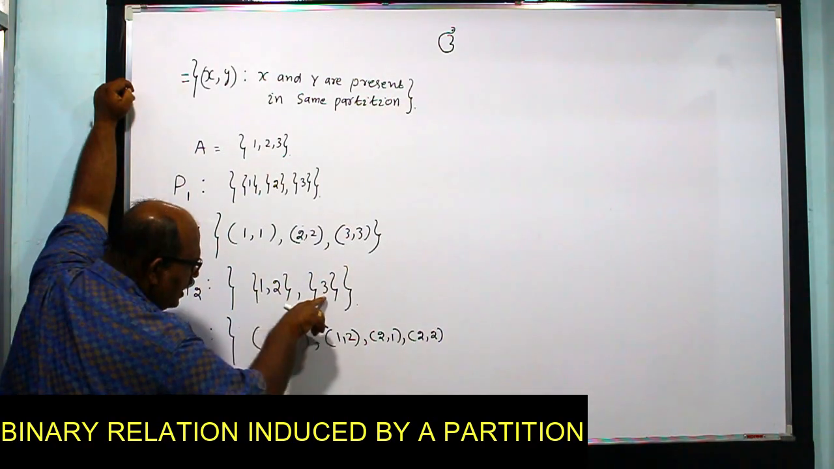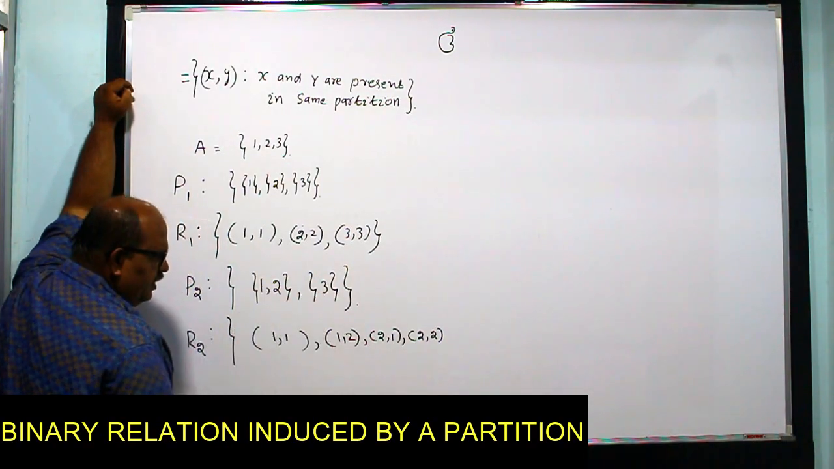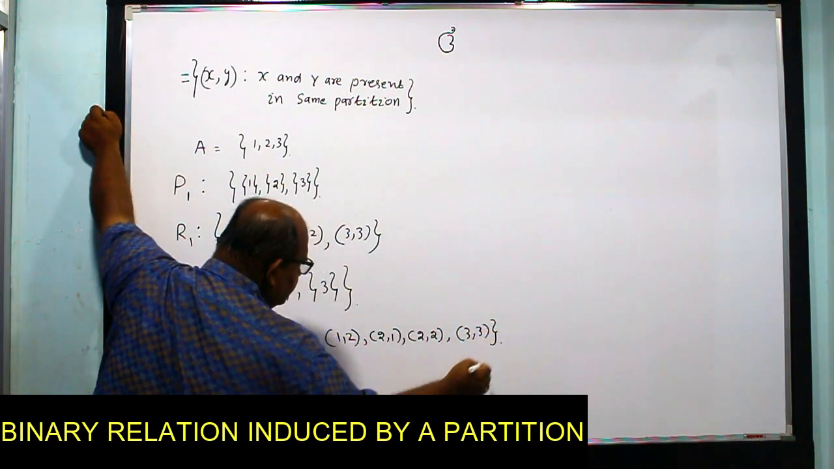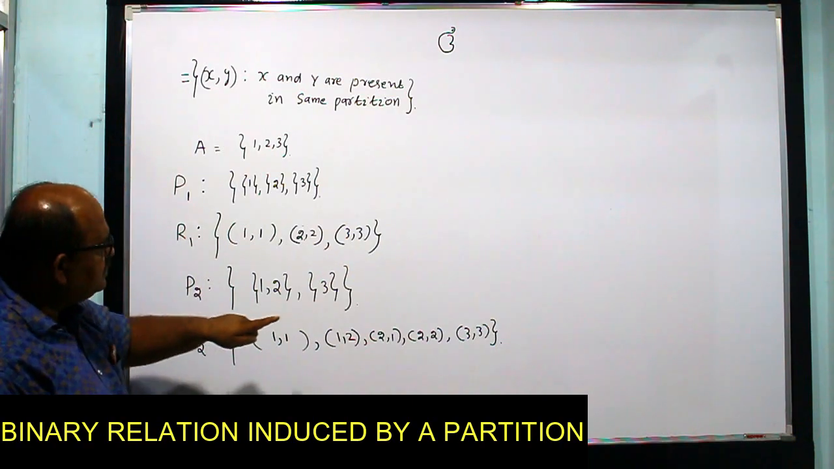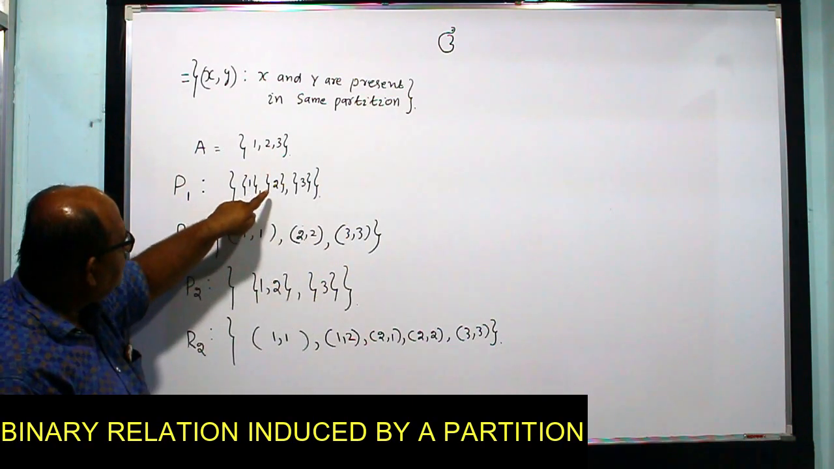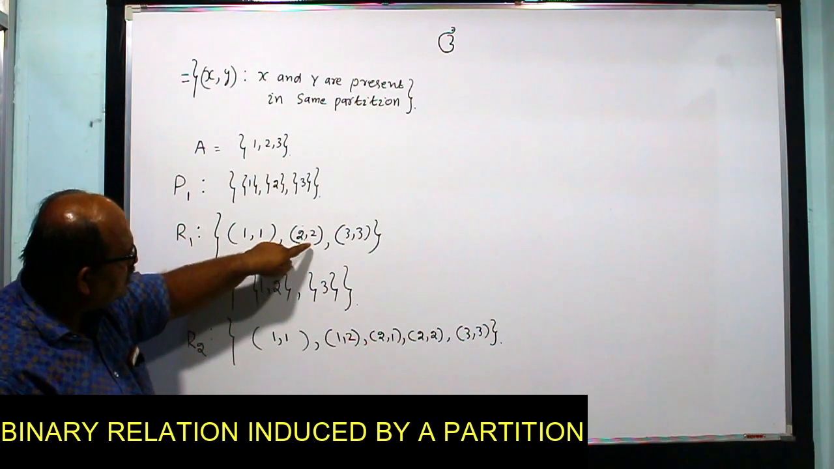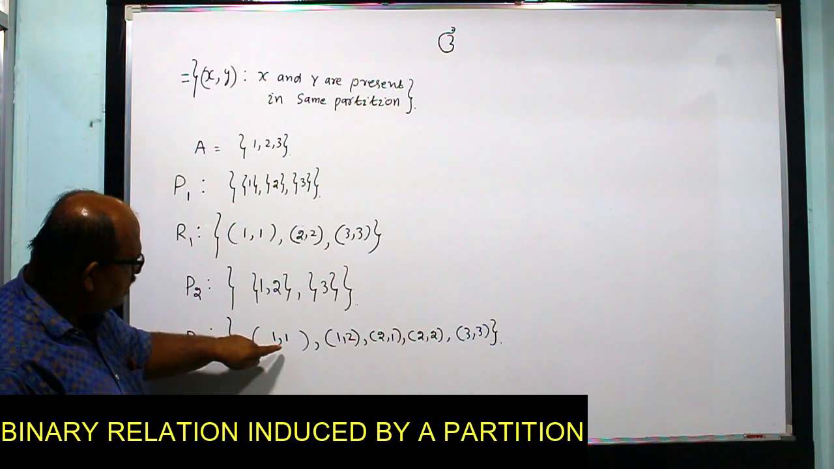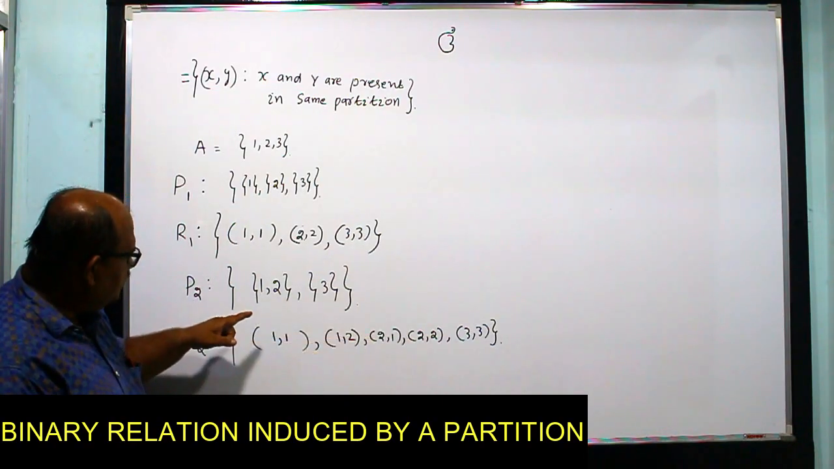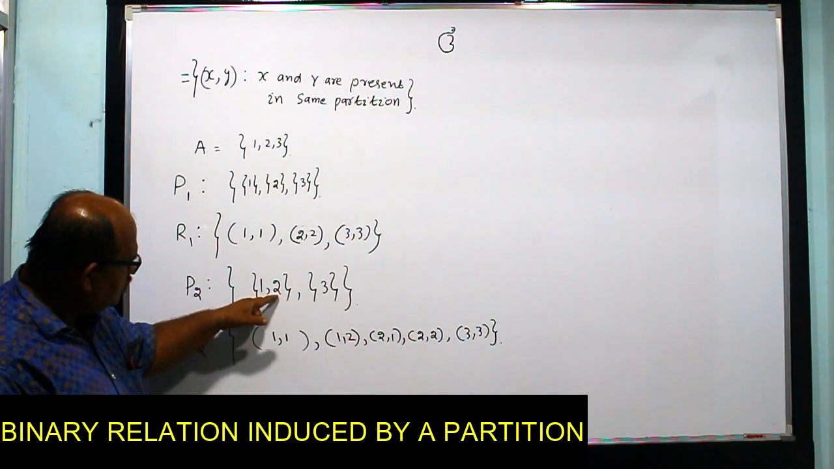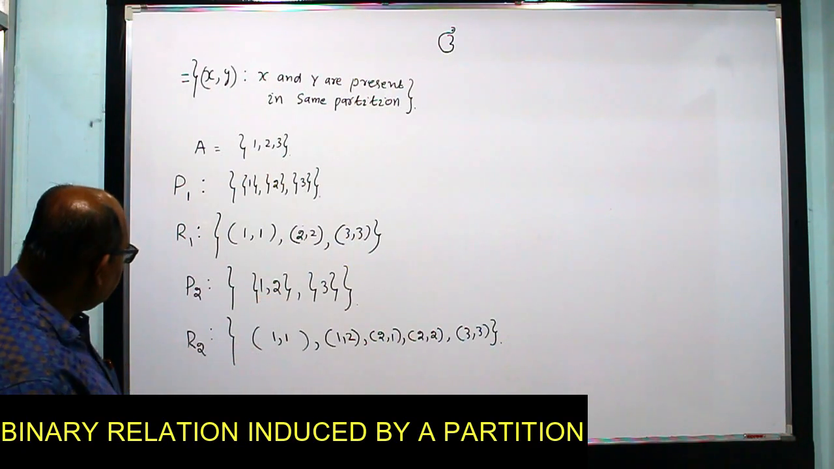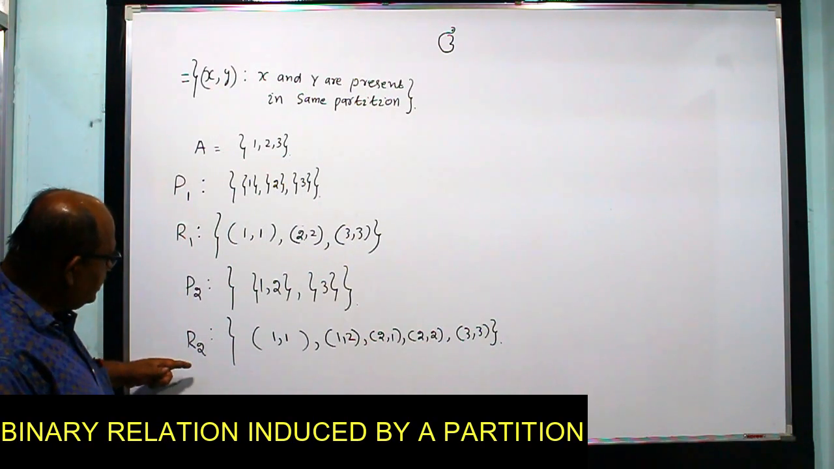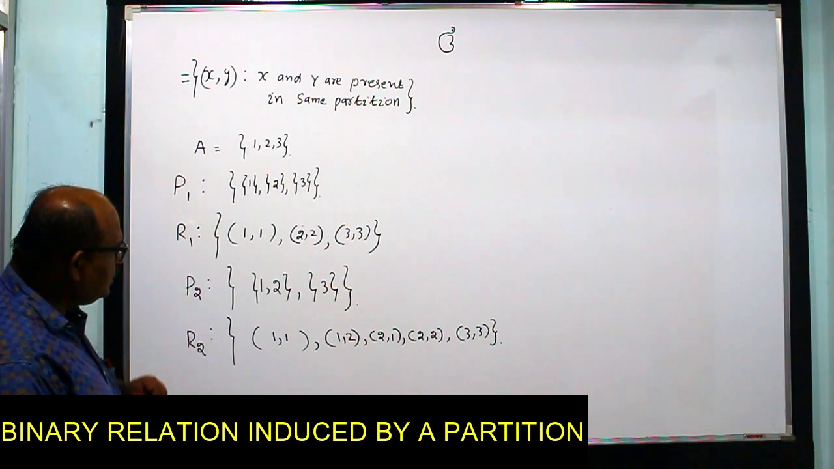But I cannot write (1, 3). I cannot write (2, 3). But I can write again (3, 3). Because they are present in the same partition. If a partition has one element, then we only write the pairs (1, 1), (2, 2), (3, 3). If a partition has 2 elements, then we can write 4 ordered pairs: (1, 1), (1, 2), (2, 1), (2, 2). Okay. Similarly, for any partition we can write the relation induced by the partition.